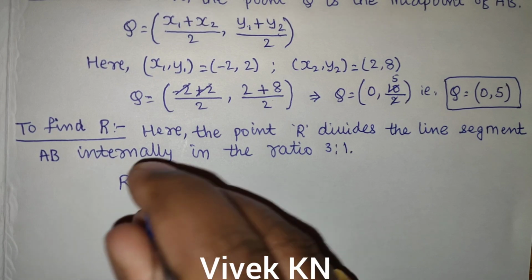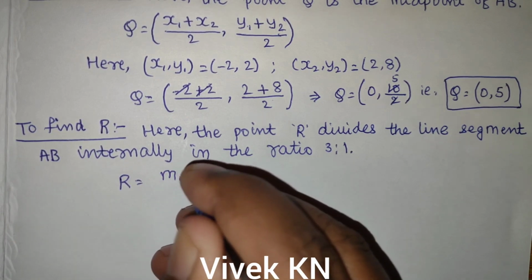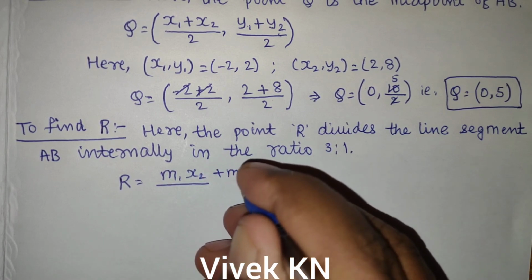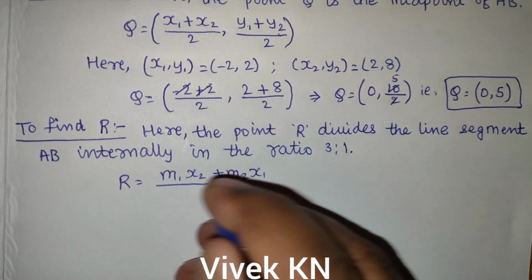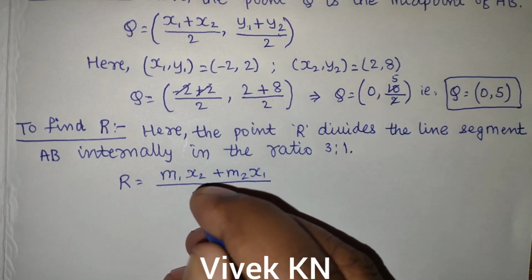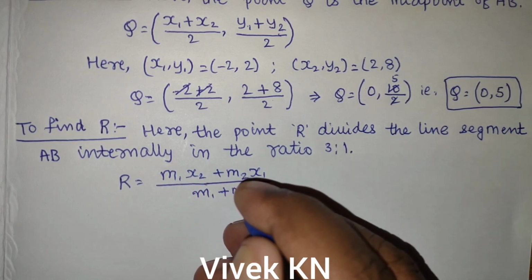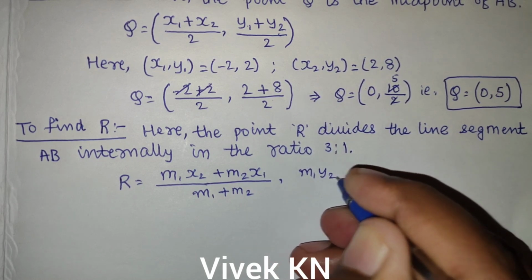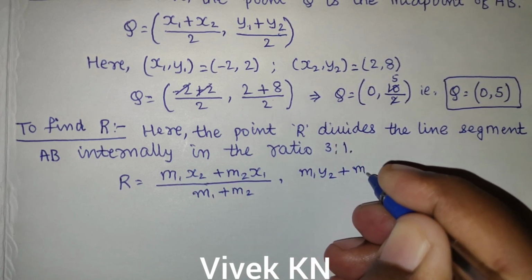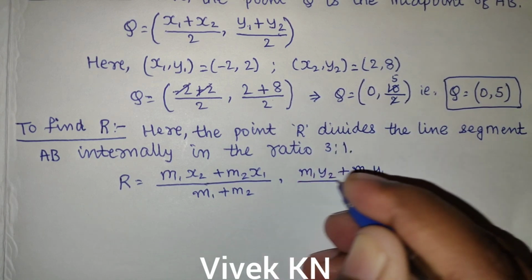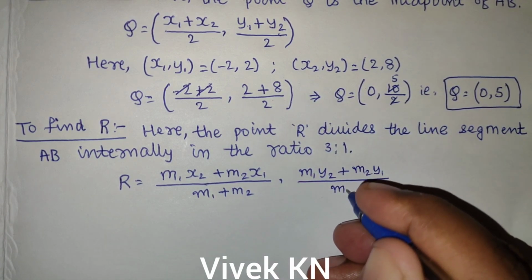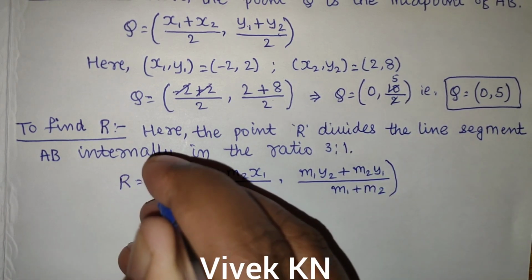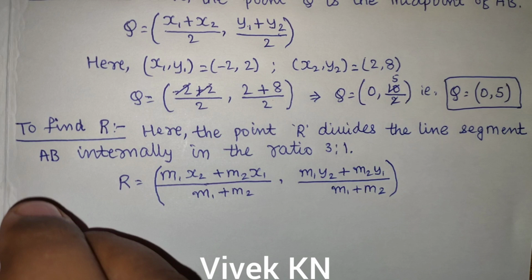R is equal to (m1 x2 plus m2 x1) divided by (m1 plus m2), comma, (m1 y2 plus m2 y1) divided by (m1 plus m2). This is the section formula.